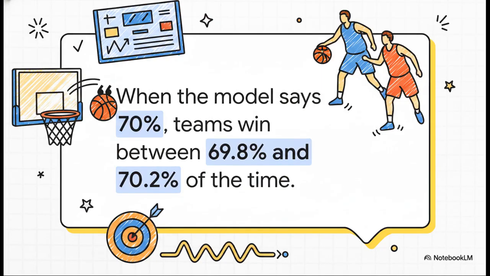It means this. It means that when the model spits out a number, like say 70%, the real-world outcome is ridiculously close. Over the long run, teams it gives a 70% chance to win, well, they win somewhere between 69.8 and 70.2% of the time. That is an incredibly tight, razor-thin margin. That is a signal you can trust.